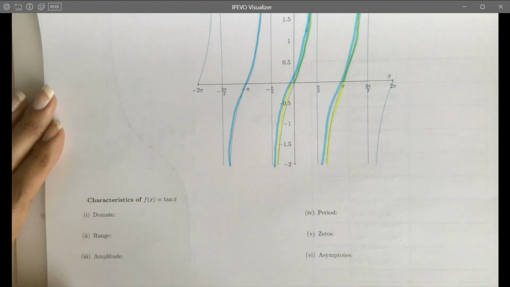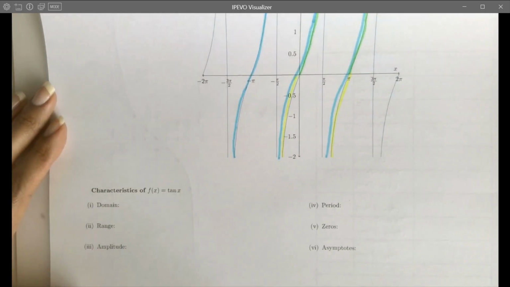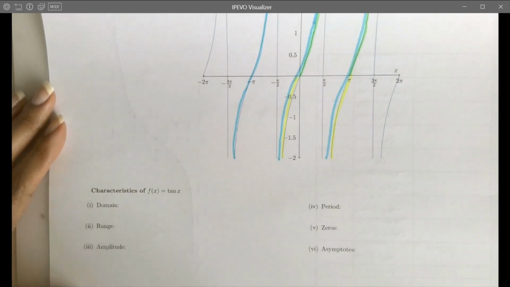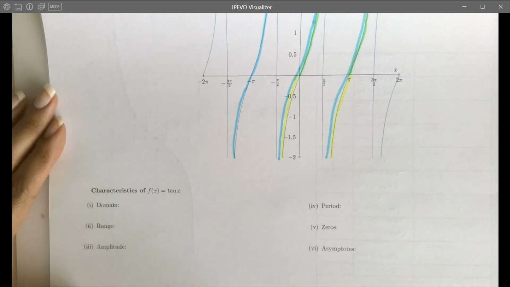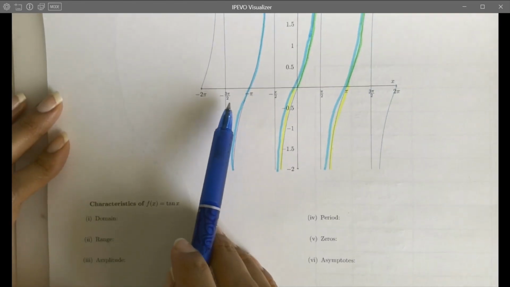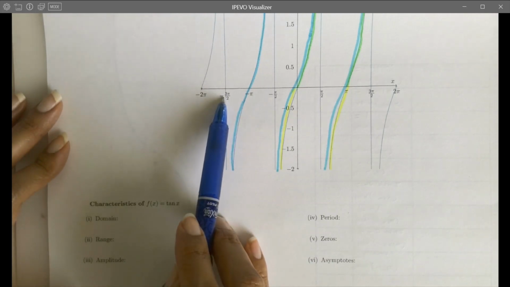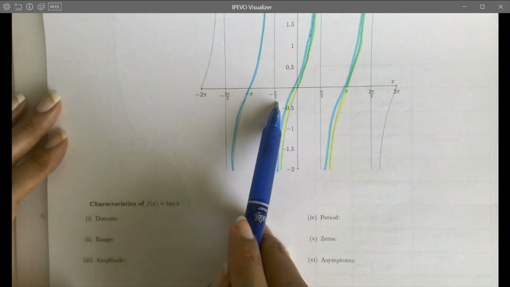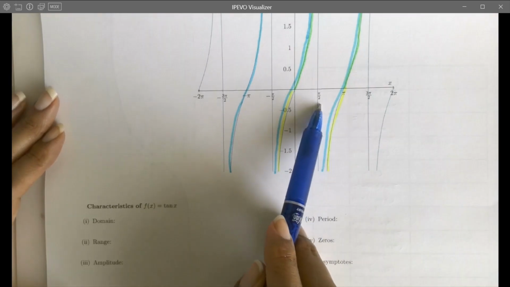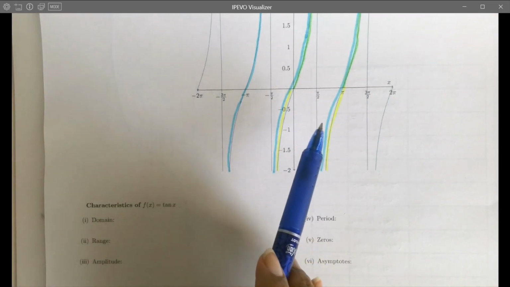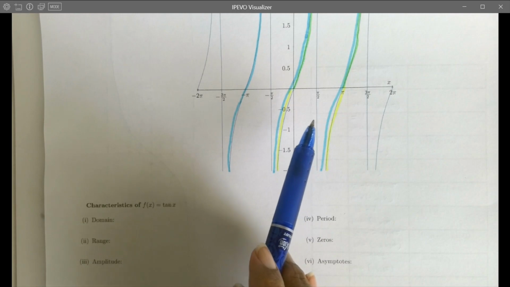So what is the domain? Do we have any restrictions of x values that we cannot plug into the tan function? Well, we do have some x values that cause issues, specifically those where we get an undefined answer for tangent. Those happen wherever we have the asymptote. So if you notice, it happens at negative 3 pi over 2, at negative pi over 2, at pi over 2, basically at any odd multiple of pi over 2.